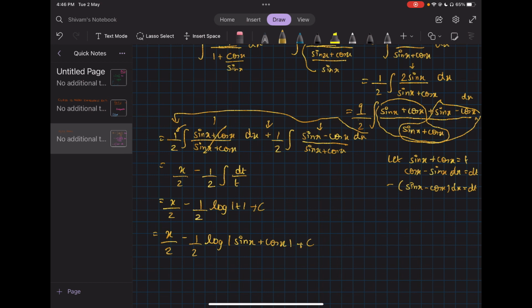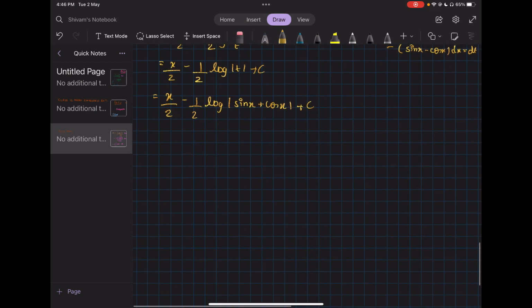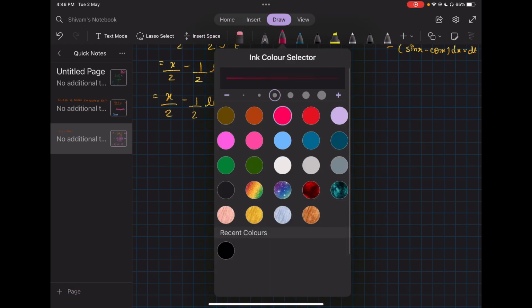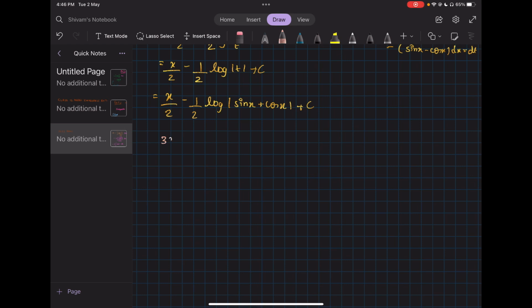And that is the answer. All right. So now the 33rd question is almost the exact same. For the 33rd question, you're just gonna wanna repeat what we did in this question, but for tan instead of cot.